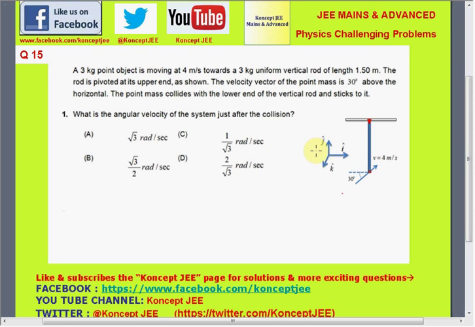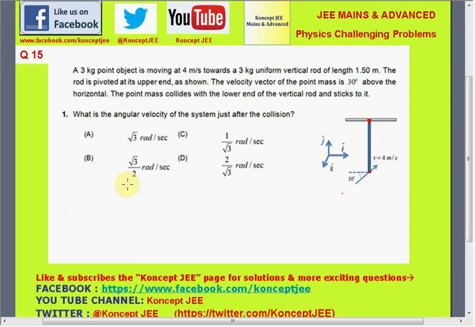In this problem, we have to calculate the angular velocity of the system when this point mass, which you can see here in red color, collides with this vertical rod and sticks to it. So the entire system will rotate with some angular velocity after the collision, and that we need to find out. We can solve this kind of problem using conservation of angular momentum.